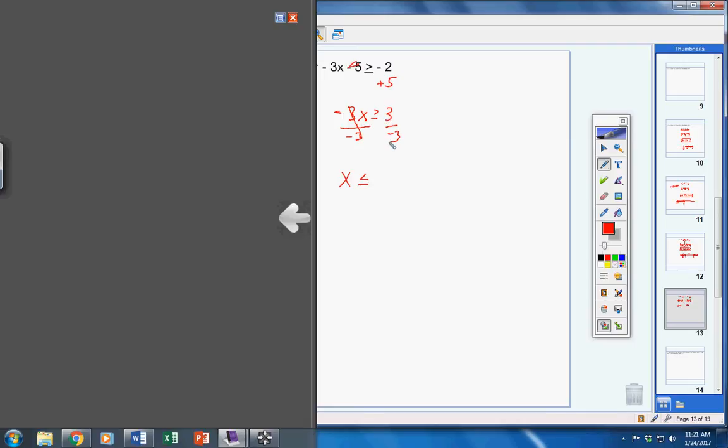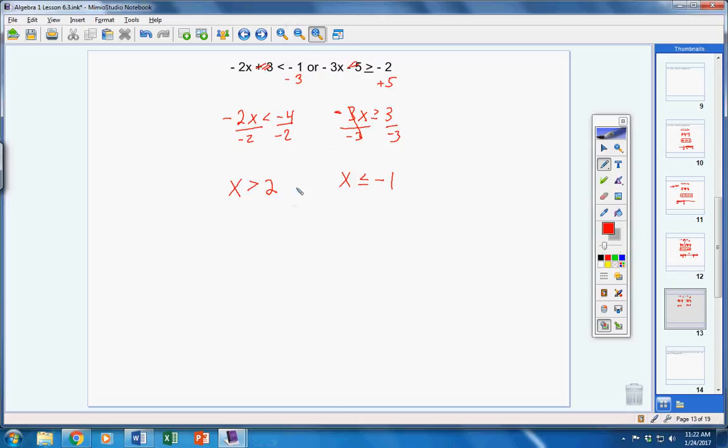Positive divided by a negative is negative. 3 divided by 3 is 1. Then all you have to do is simply put the word "or" right here, and you have your answer. X is greater than 2 or it's less than negative 1.